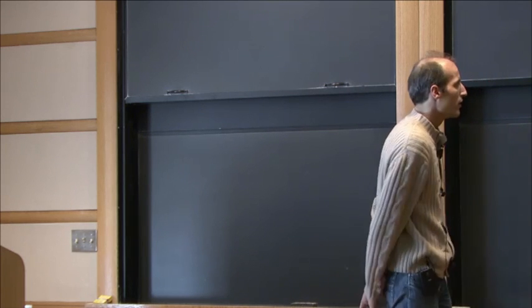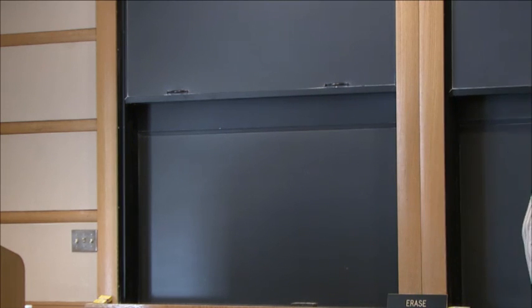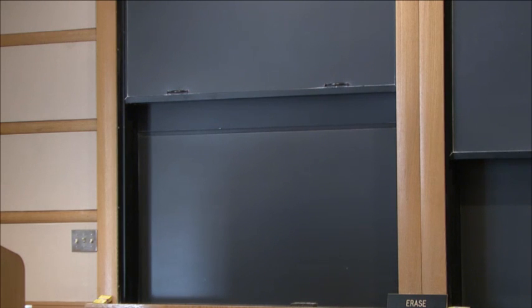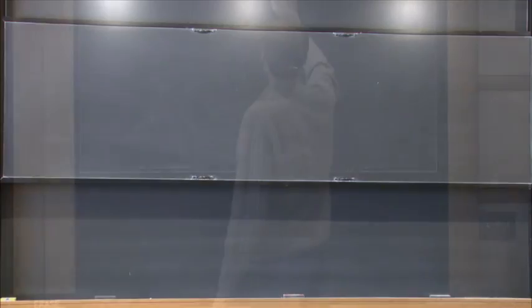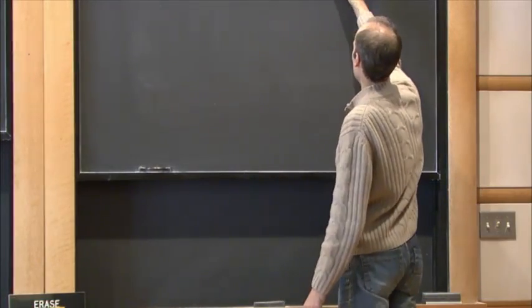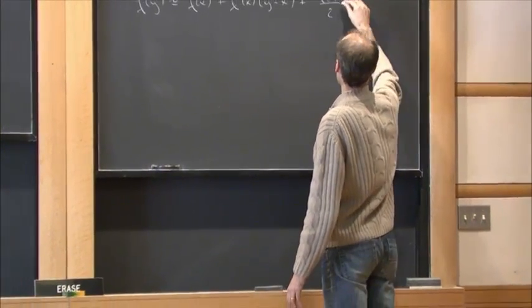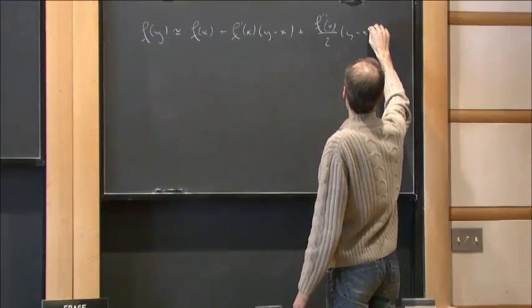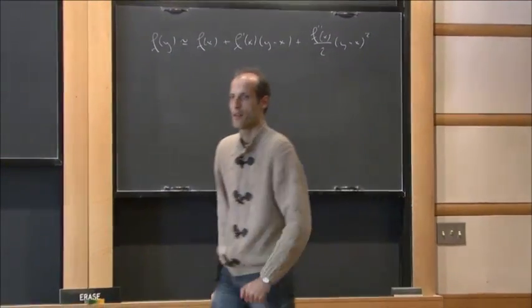Okay? So, of course, let me just write down for a smooth function, right? So for a smooth function, you know that f of y is about f of x, and then you have f prime of x times (y minus x), and let me write two terms, f second of x over 2 times (y minus x) squared.